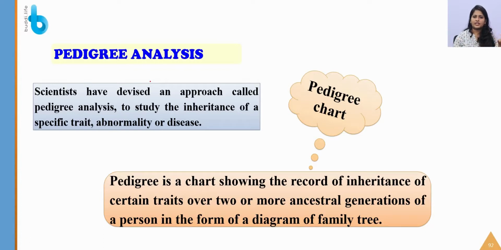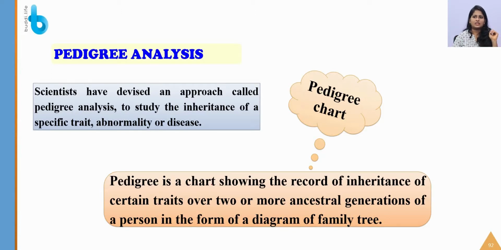If a small defect in a gene occurs, what will happen? Mutation is a sudden inheritable change. If a small defect occurs in a particular gene, it will affect the entire character. So how can this mutation be studied?